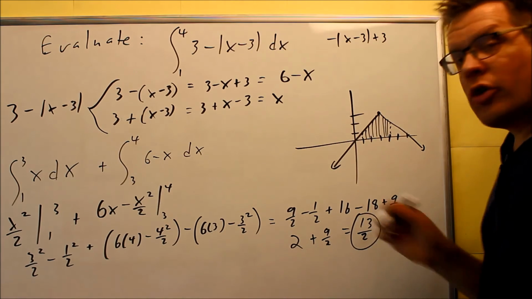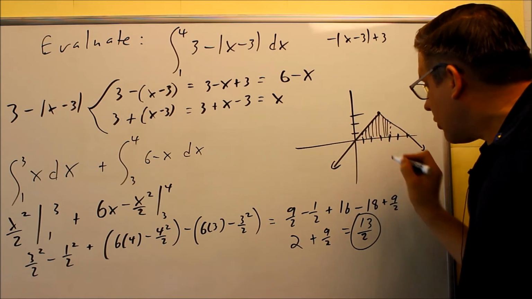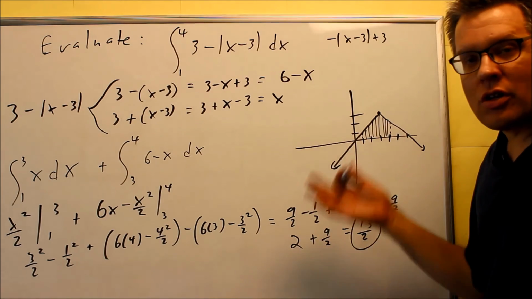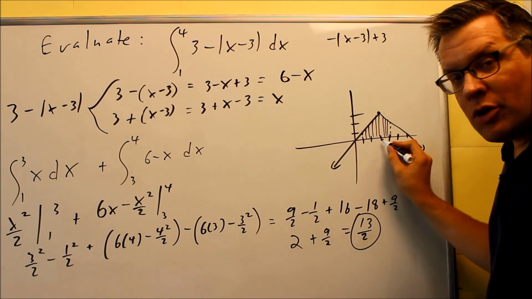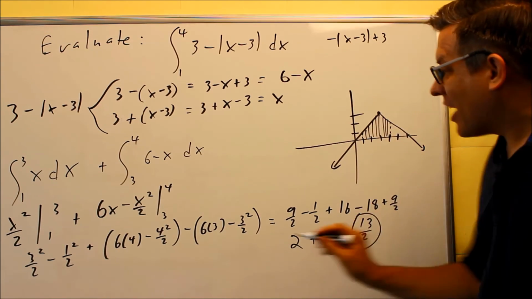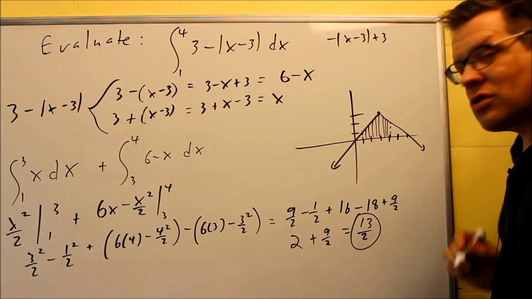So 13 halves would be the total area underneath this curve. So again, the way to do this is you got to split it up. We have one line we did from 1 to 3, and then we did from 3 to 4. That combined, adding all that together, gave us 13 halves.